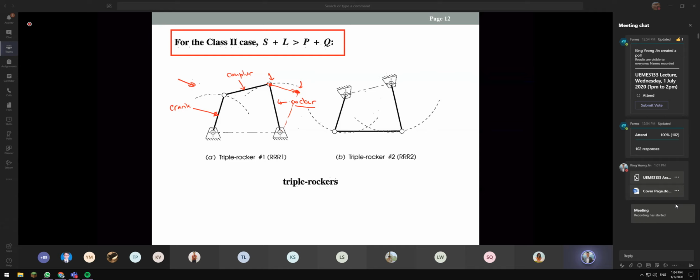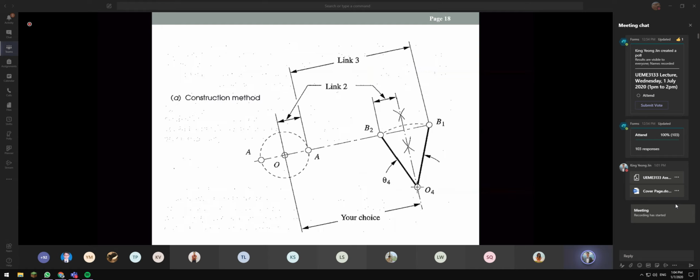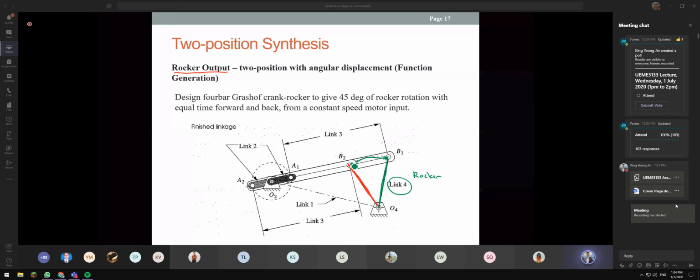But if we come to the coupler output, we will focus on this. How we want this bar to move. Maybe we can come back here. You can see that this is link 4. It will move from this red color line to the green color line here, back and forth. That's why link 4 we are referring to as the rocker, so we call it rocker output. We design the rest of the linkage based on this rocker.